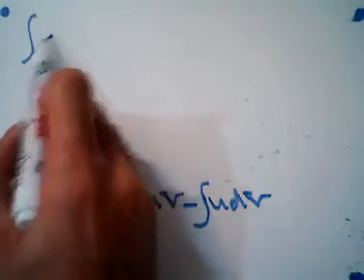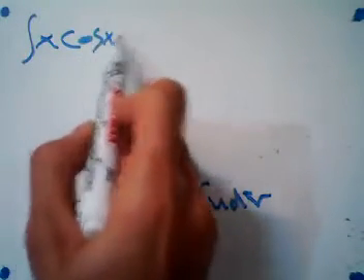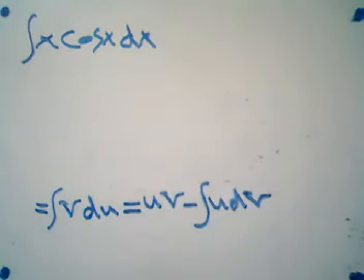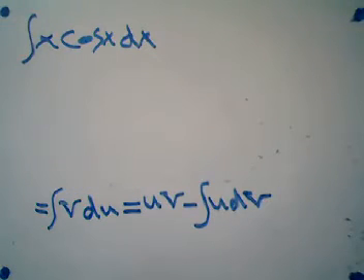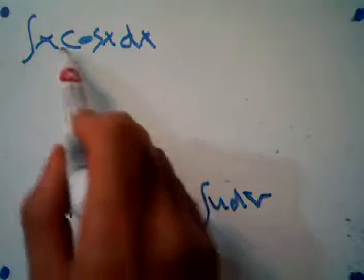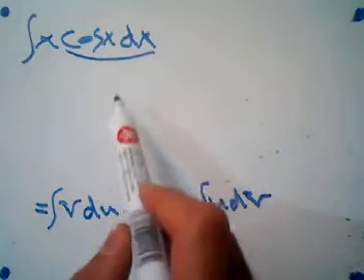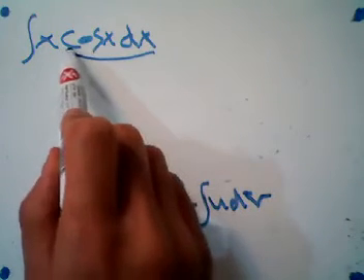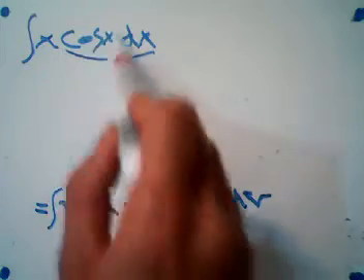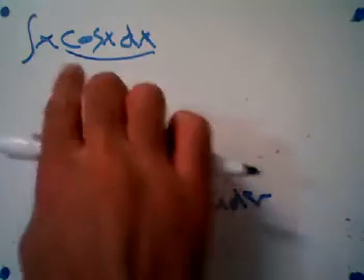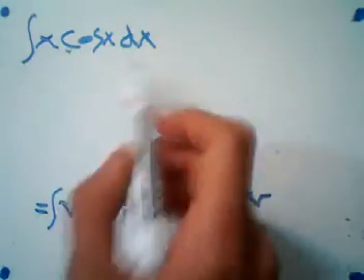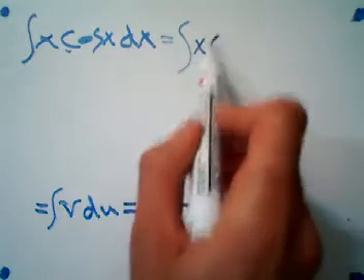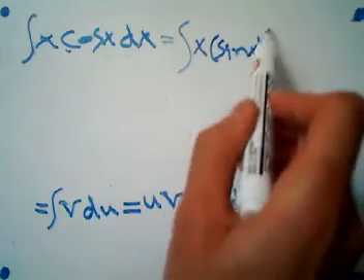Suppose this, x cosine x dx. Now, by the previous methods, we could not calculate it. So how about this? This is the derivative of sine of x. So let's write it this way: equals x times the derivative of sine of x dx.